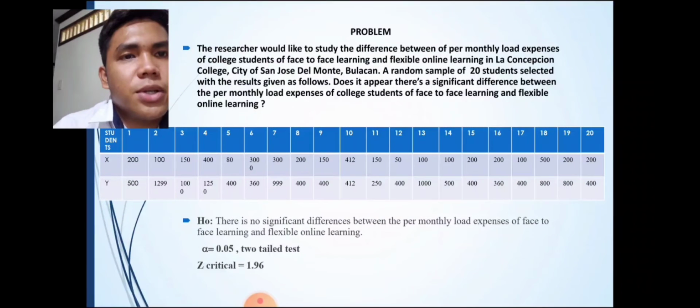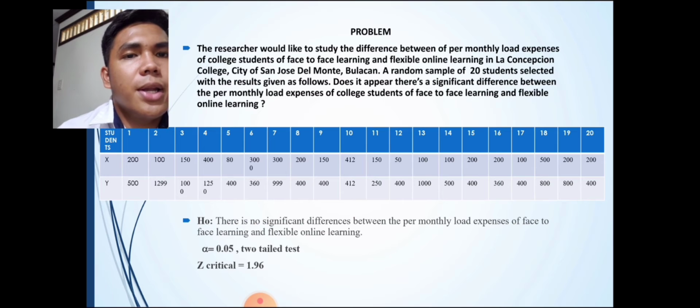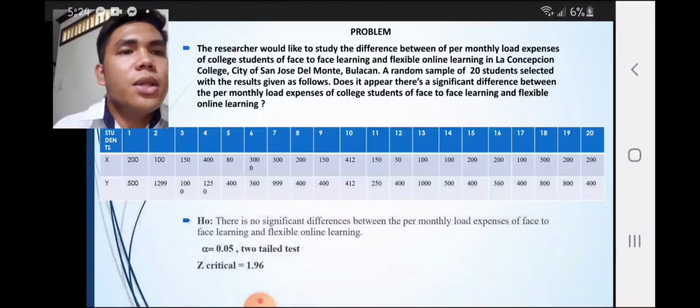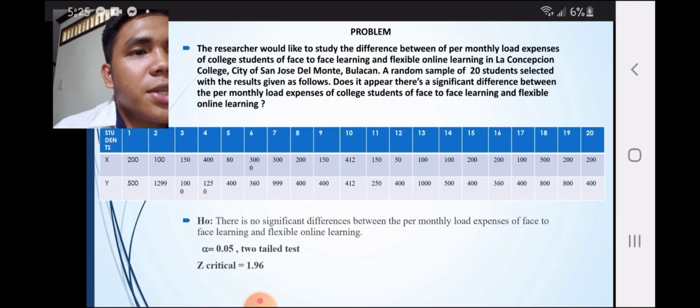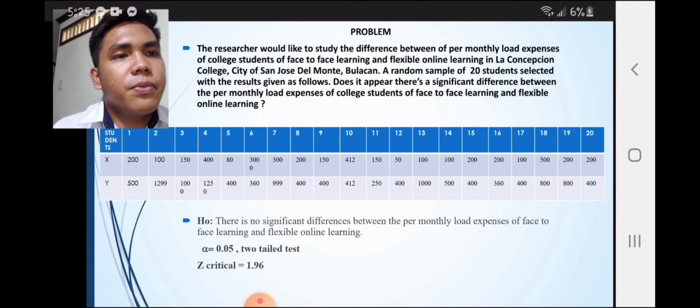Problem. The researcher would like to study the difference between the per monthly load expenses of college students of face-to-face learning and flexible online learning in La Concepcion College, City of San Jose del Monte, Bulacan. A random sample of 20 students was selected with the results given as follows. Does it appear there is a significant difference between the per monthly load expenses of college students of face-to-face learning and flexible online learning?